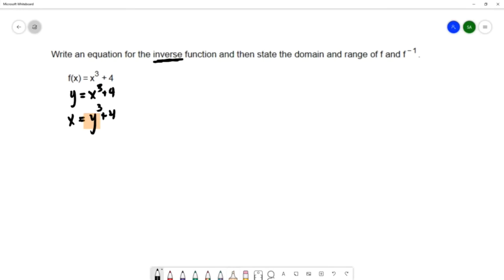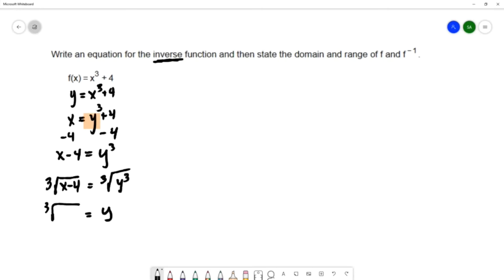So to isolate the y, I'll subtract 4 on both sides. And I need to get rid of that cube, and the opposite of cubing is cube rooting. So I'm going to cube root the left and cube root the right. The cube root and the cube cancel each other out, giving me y. And then on the left, I have my inverse function, cube root of x minus 4. So we can label that as f inverse. F inverse is the cube root of x minus 4.